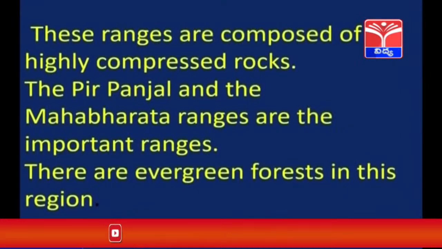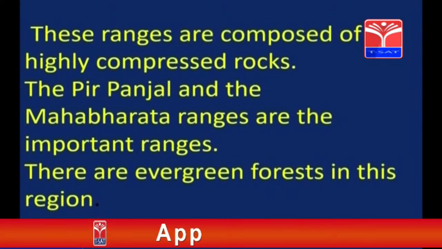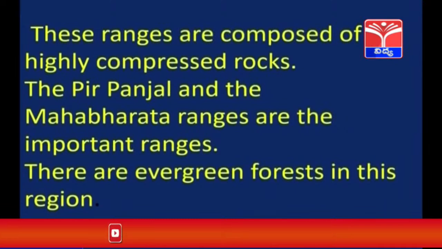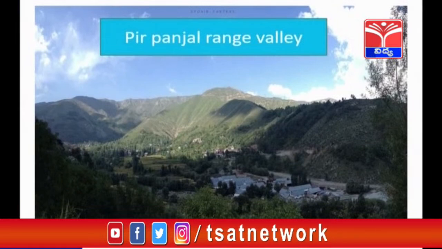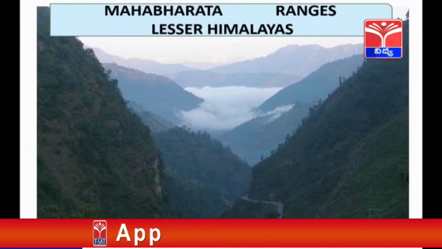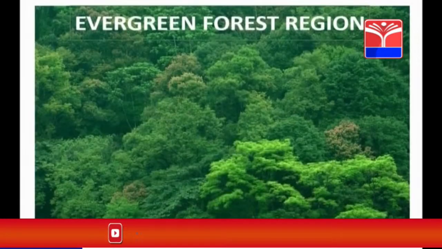These ranges are composed of highly compressed rocks. We can see some of the ranges like the Purvanchal range and Mahabharata range are the important ranges where we can see the highest peaks, and there are evergreen forests also in this region. Just see the picture of the beautiful valley of the Purvanchal range and the Mahabharata ranges, which is also part of the Himalayas, and we can see the beautiful evergreen forest in these regions.